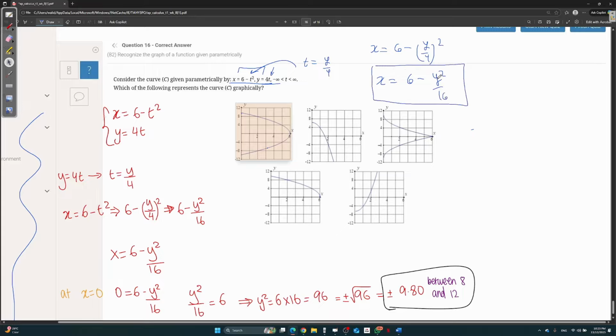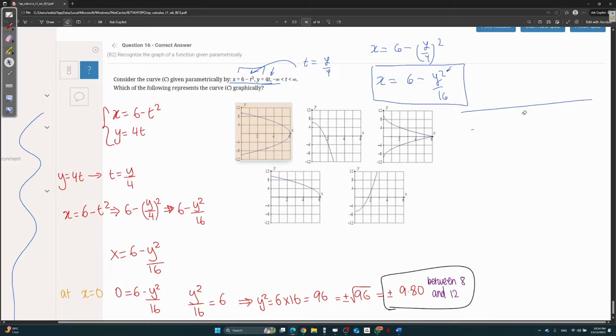Now I'm going to teach you something in math. Anytime you see y squared, the graph will look like this, or it's going to look like this. This is if it's negative y squared, this is if it's positive y squared. But here it's positive y squared. So if you know math, you're going to choose this.